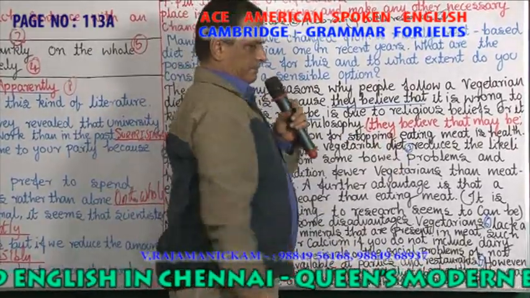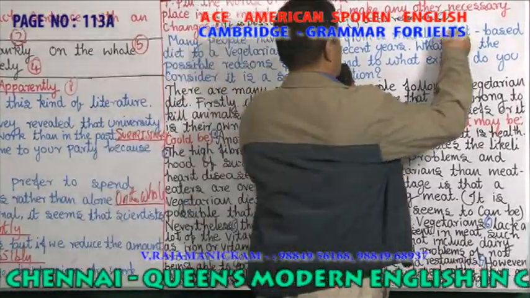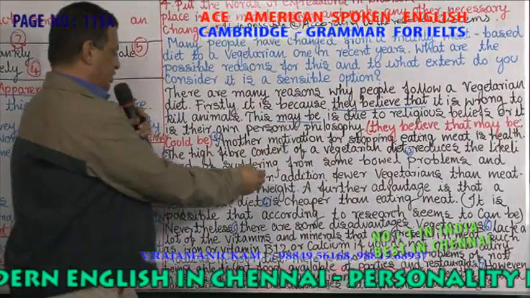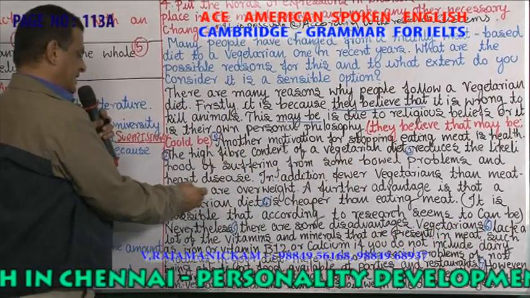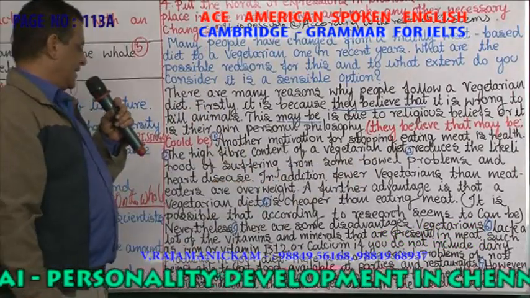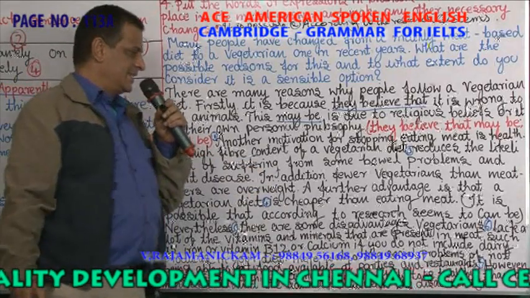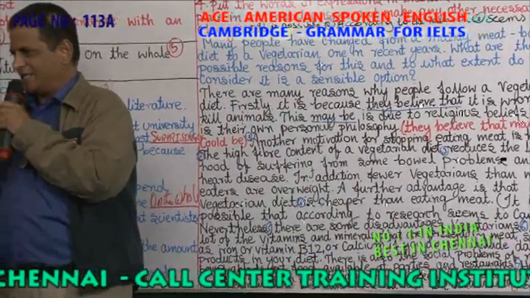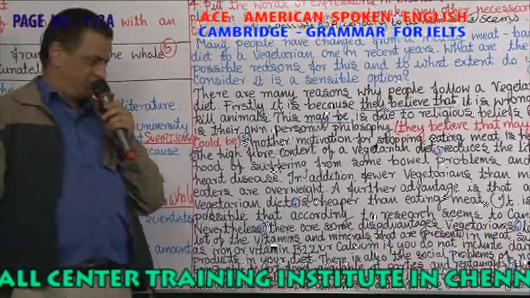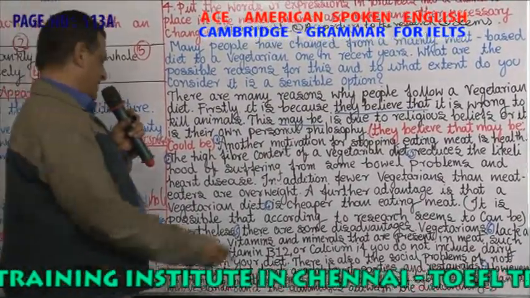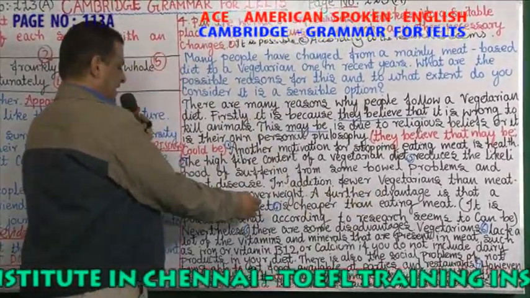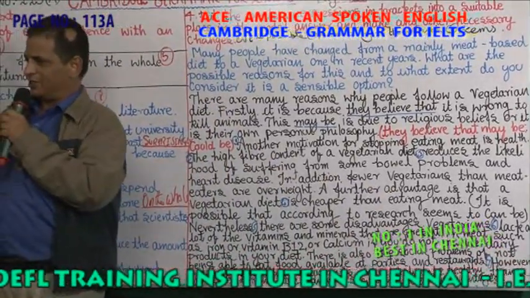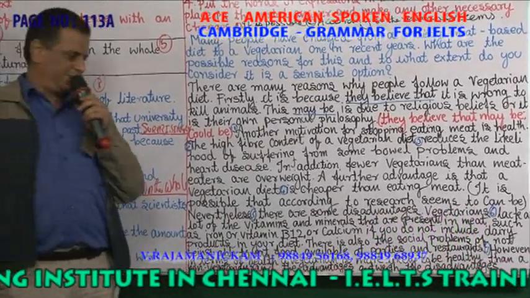What is the number 3? Seems, right? In addition, fewer vegetarians than meat eaters are overweight. So, compared to non-vegetarians, vegetarians are lean and thin, vegetarians are lean, non-vegetarians are fat, right? Yes. So, a further advantage is that a vegetarian diet is cheaper than eating meat. Is it true? Yes. Non-vegetarian is costly. Biryani is costly. But meals is less, right? Vegetarian meals. So, what is the fourth answer?